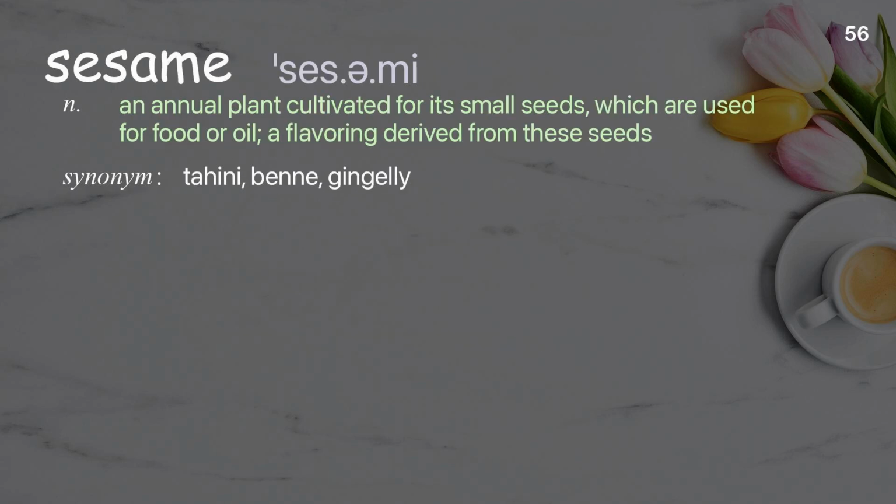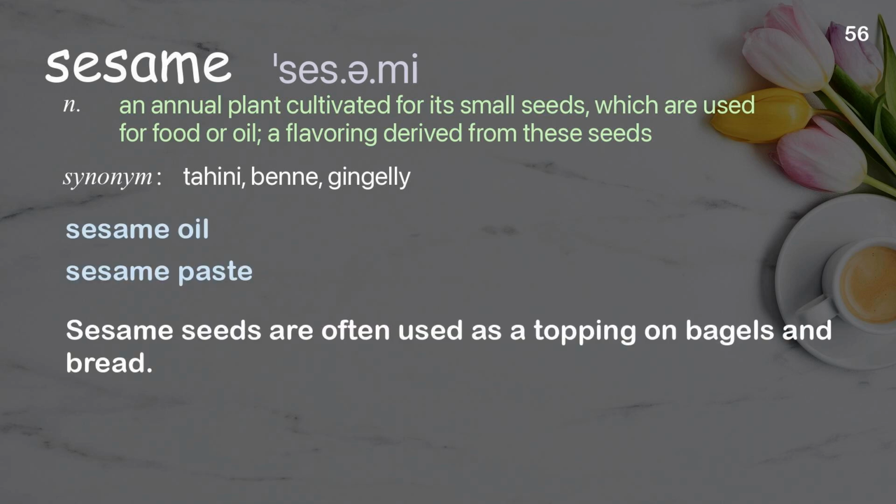Sesame. An annual plant cultivated for its small seeds, which are used for food or oil, a flavoring derived from these seeds. Examples: Sesame oil. Sesame paste. Sesame seeds are often used as a topping on bagels and bread.